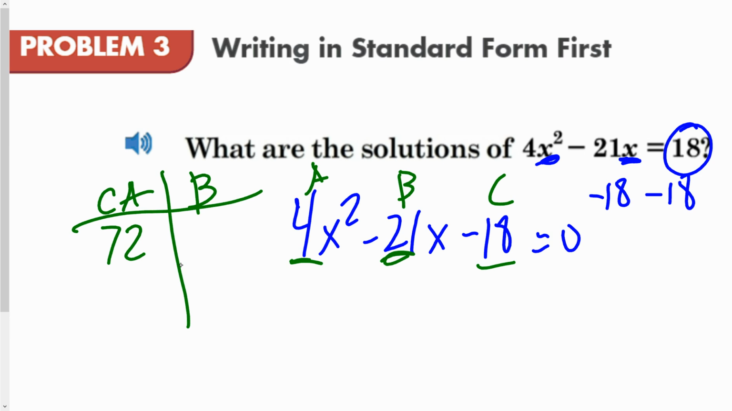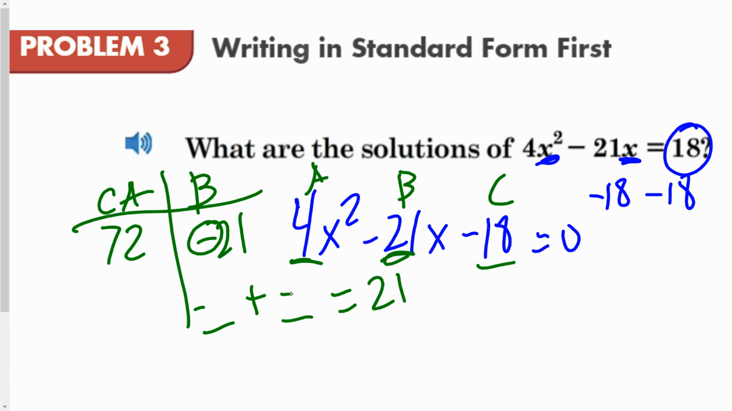And I'm trying to get to negative 21. Because this is positive, I'm going to be adding to 21. And since I'm adding and I'm trying to get to a negative, they're both just going to be negative. So what times what is 72 but adds to 21?